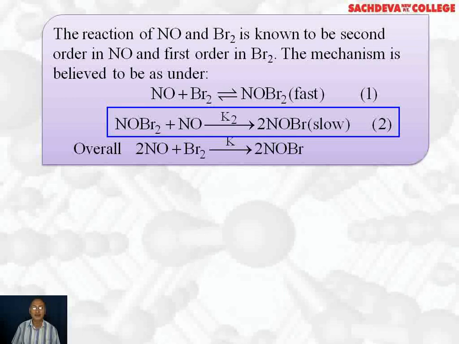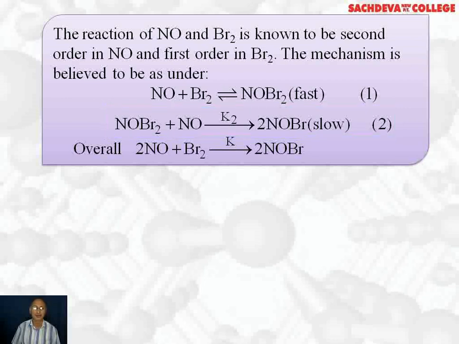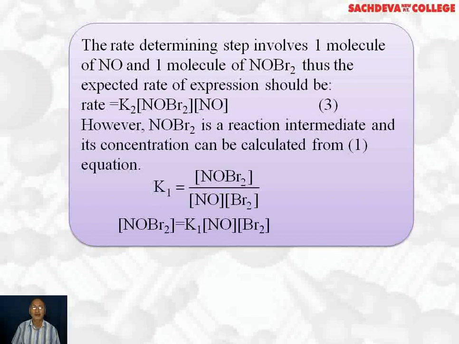NO-Br₂ reacts with NO to form 2NO-Br. It is the slow step and its rate constant is represented by K2. The overall reaction is 2NO plus Br₂ gives 2NO-Br. The rate determining step involves one molecule of NO and one molecule of NO-Br₂. Thus, the expected rate of reaction should be rate equal to K2, which is the rate constant, into the molar concentration of NO-Br₂ into the molar concentration of NO.